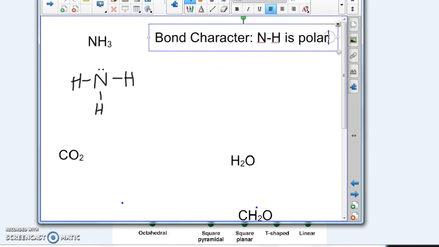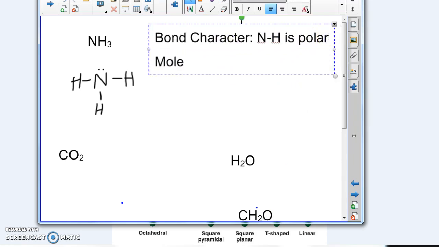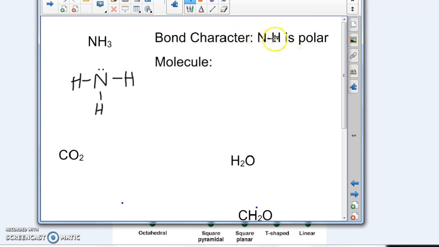Now we want to talk about the overall molecule. We just said N-H is polar. We know N is a lot more electronegative than hydrogen. So we're going to draw our little arrows, and remember we want our arrow to go towards the more electronegative atom and our positive part to be towards our less electronegative atom. So here is one of our arrows, another one, and our third arrow.